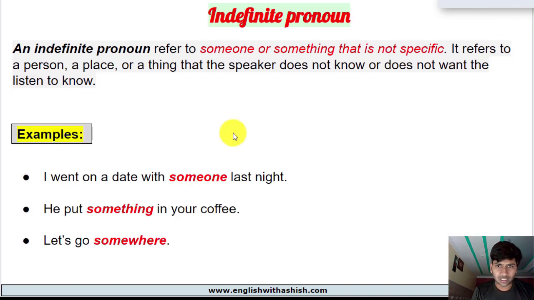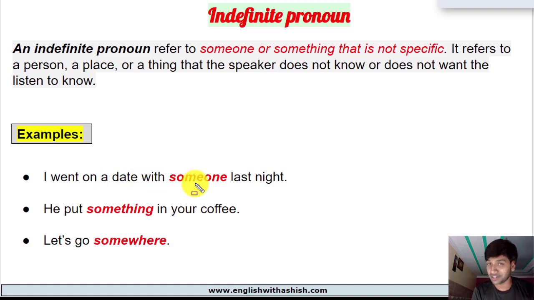All right, example number one. I went on a date with someone last night. Object of the preposition with: someone. Someone is our indefinite pronoun. I went on a date with someone last night. Now understand this. If you go on a date with someone, obviously you know who that person is. You know the name of the person. But I am not mentioning the name of the person. I don't want you to know the name of the person. So I am keeping the name of the person a secret, right? So I do not want to reveal the name of the person.